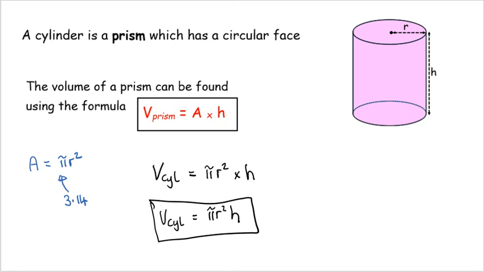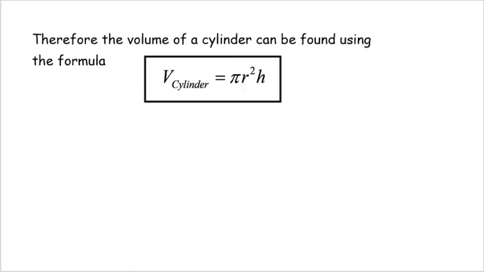And again, bear in mind that for pi we're going to use 3.14, and the radius is the distance from the centre of the circle to the edge of the circle. So here's a nice one for you to copy into your jotter, and then we'll look at a few examples of actually using this formula.